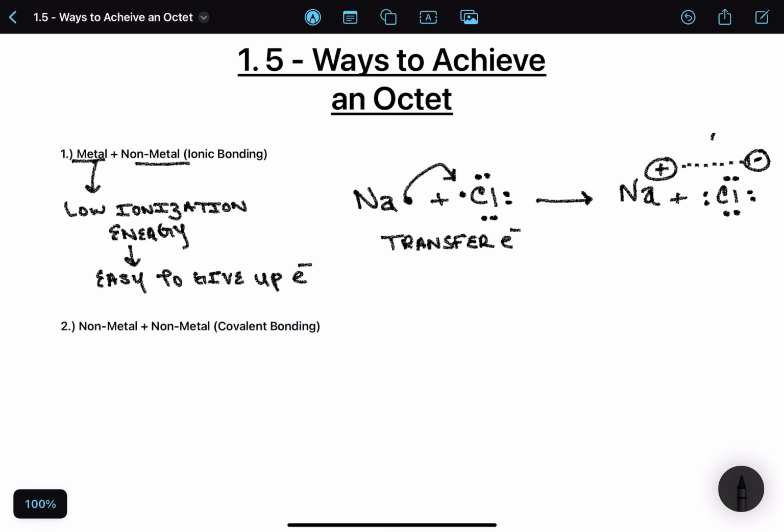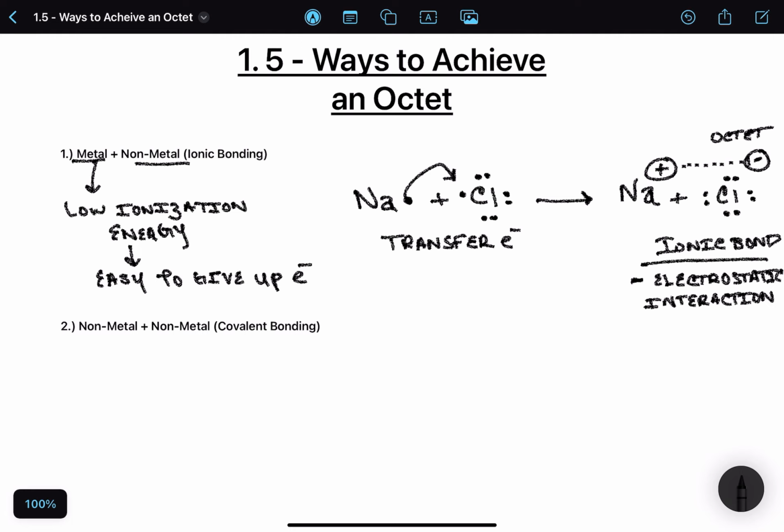And so the chlorine achieves an octet because it has 8 electrons around it. And so what this is called is an ionic bond. It's an electrostatic interaction. And that just means that the negative charge is attracted via electrostatic forces to the positive charge.